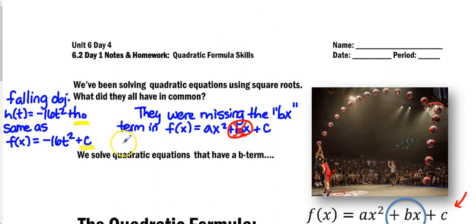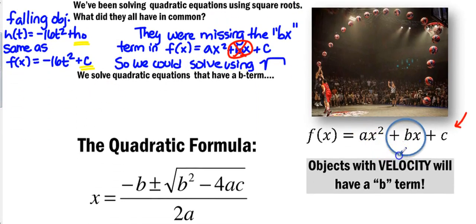Because they were missing that middle term, we could always solve using square roots. So now the question comes up, how do we solve quadratics that do have a b term, that do have this middle term? We must use the quadratic formula.